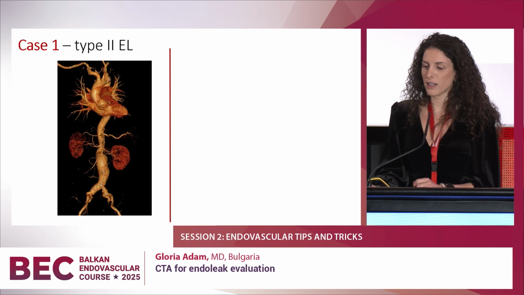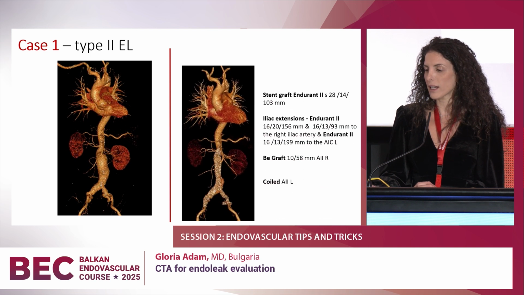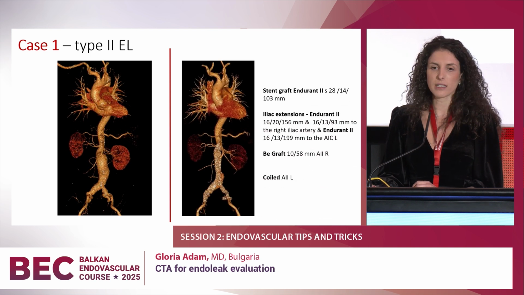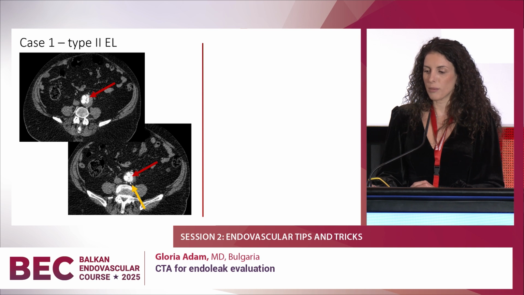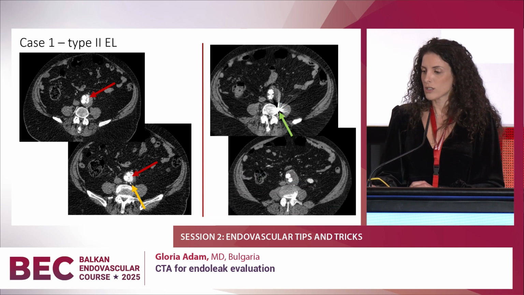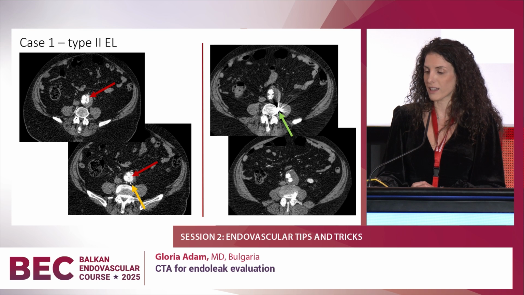The first case is a patient with abdominal aneurysm of the aorta and also the iliac arteries, and an Endurant stent graft with iliac extensions was put, also a Bentley graft of the right internal iliac artery and coiling of the left internal iliac artery. But on the follow-up, we can see that there is endoleak type 2 from a lumbar artery. So the decision was to coil the lumbar artery with Concerto coils, and you see that there is no more leak in that area.